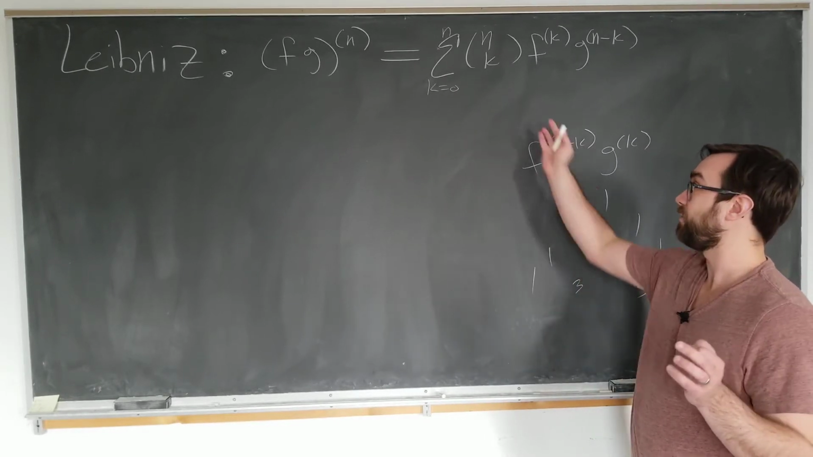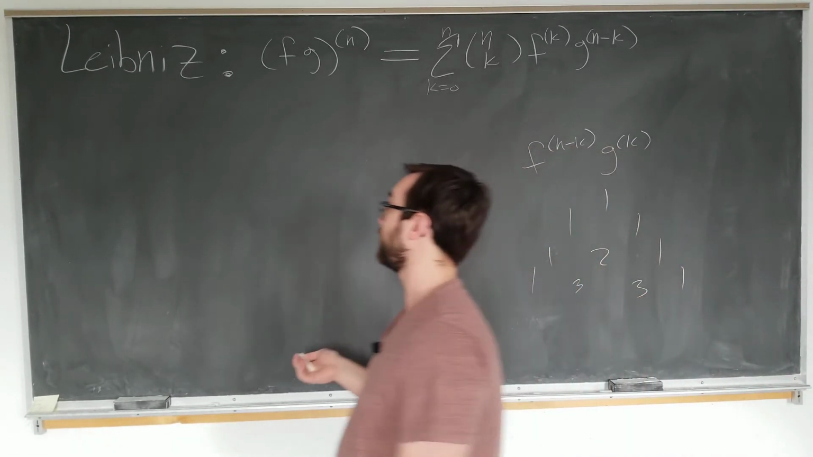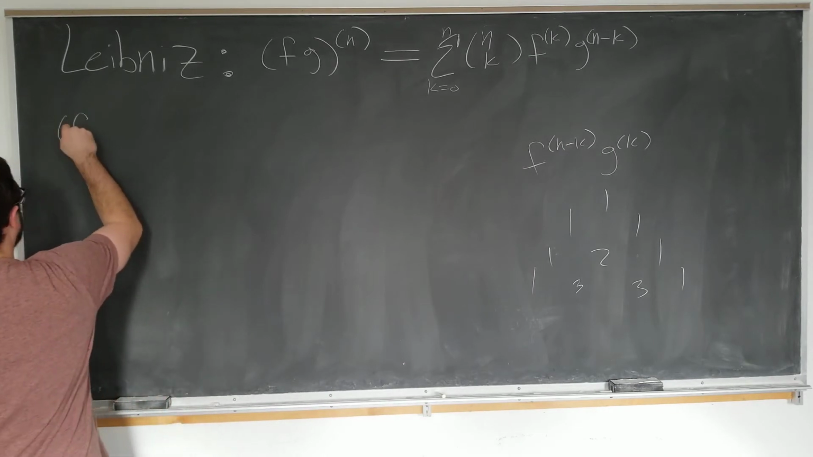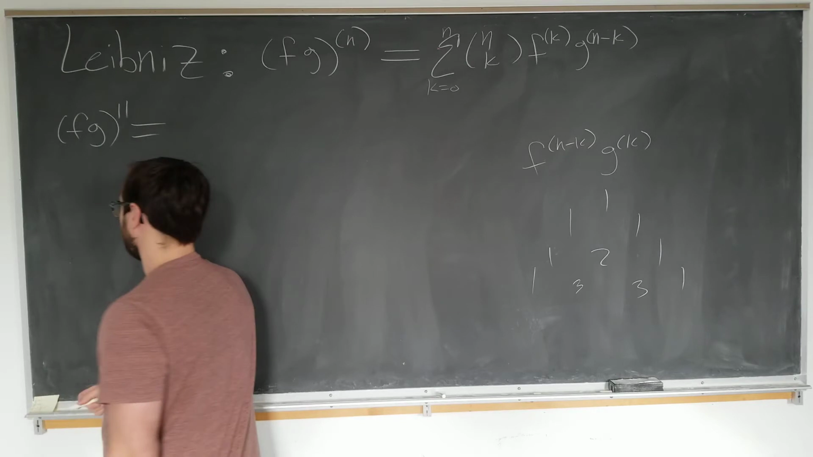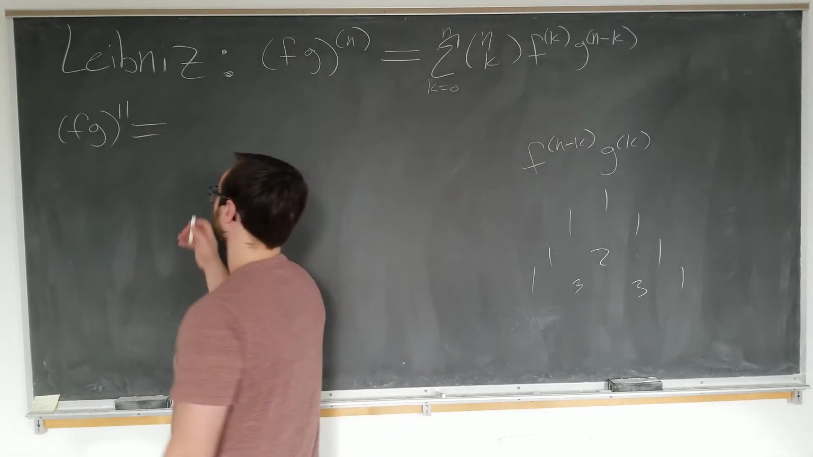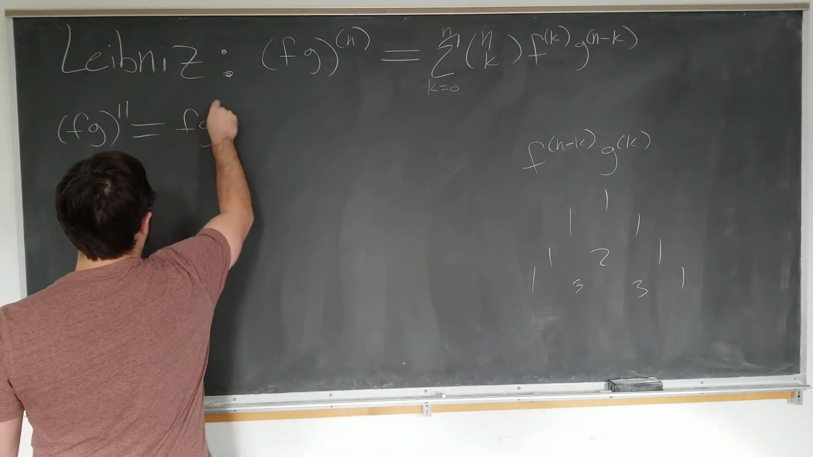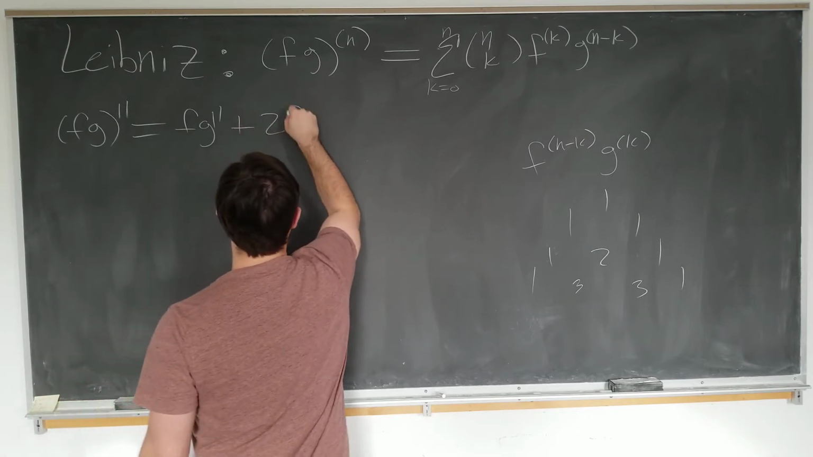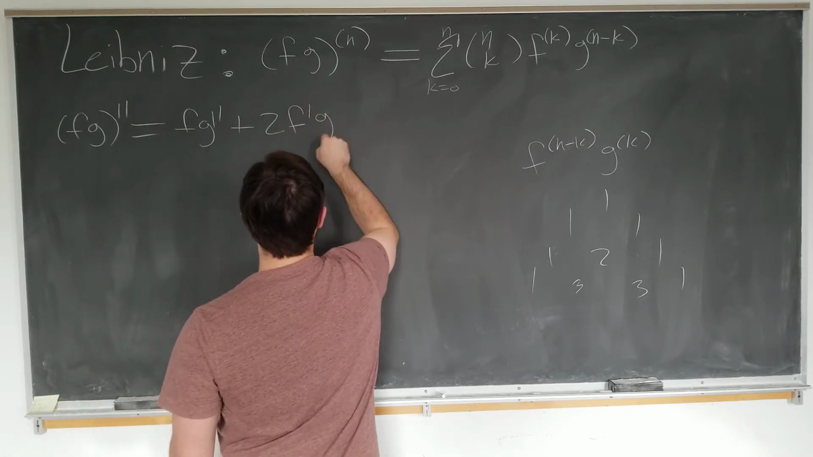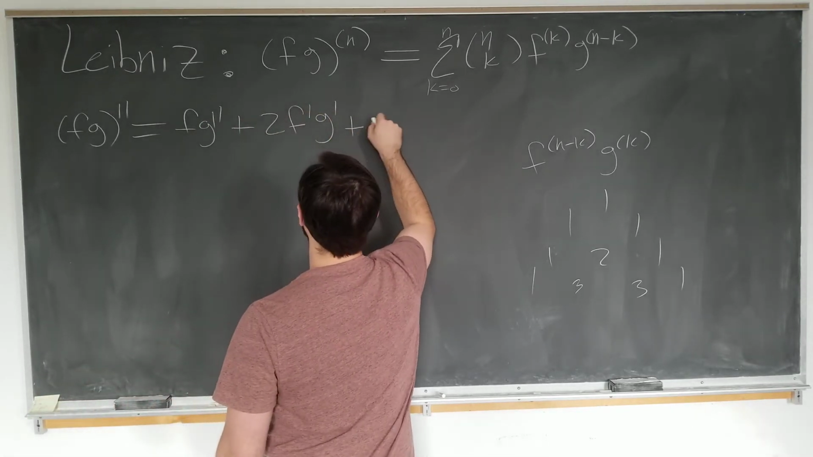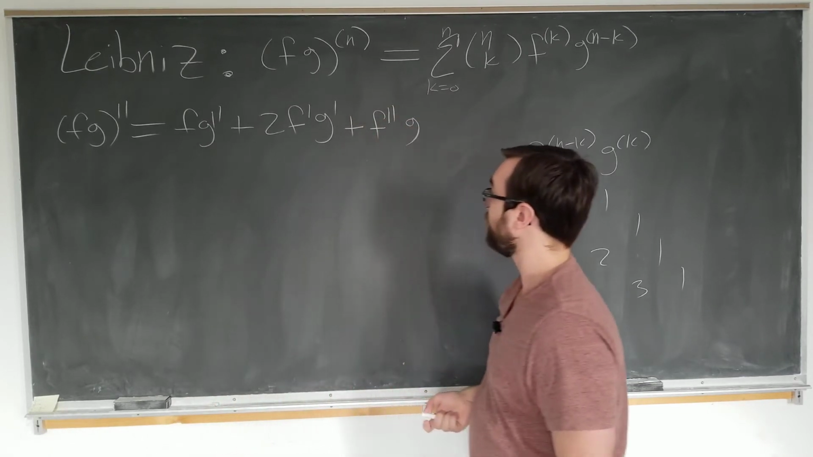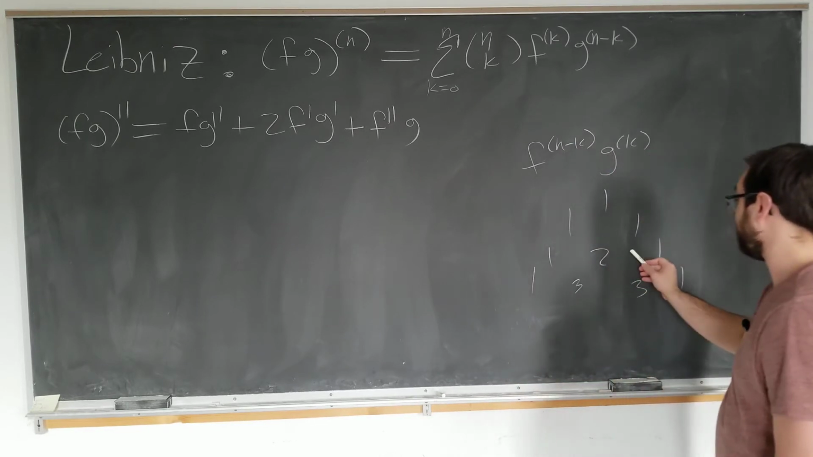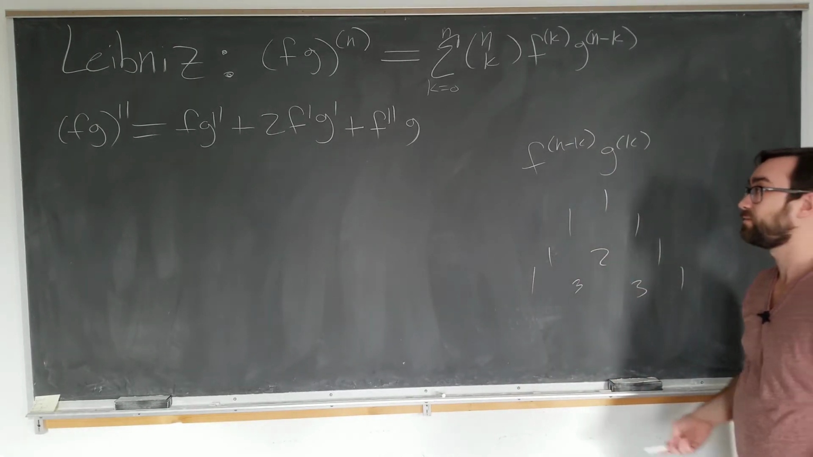And an example of this formula is the second derivative formula. We had two functions multiplied together. We wanted the second derivative. It would tell us that this is simply f times the second derivative of g plus 2 times the first derivative of f, first derivative of g, plus second derivative of f times g, which is totally cool. We're using this row of Pascal's triangle.